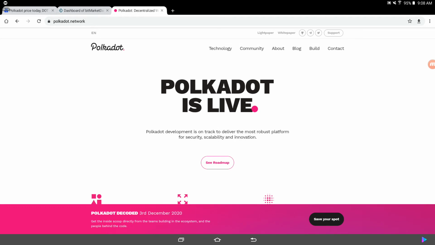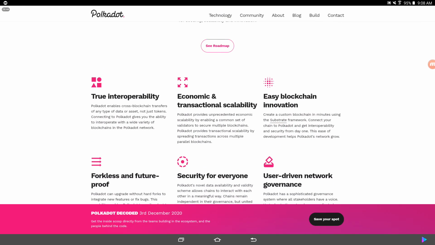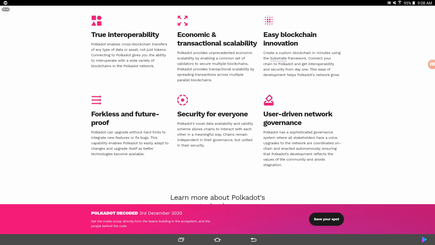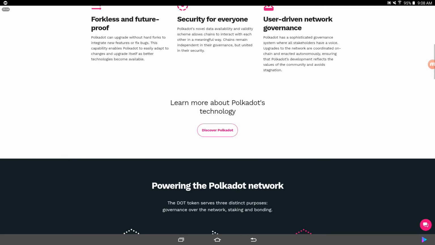It's all about collaboration, a lot of projects. If you have a good team and you're solving problems, I think that's going to make you stand out, and that's also going to help you as a project grow and be accepted by other people or enterprises. Like I said, Polkadot, Zelica, great team and everything. You can see their website, polkadot.network. If you want to read more, do your own research. They have their own roadmap, see the roadmap here. And these are all the reasons why they are different and unique: interoperability, economic and transactional scalability, easy blockchain innovation, forkless and future-proof, security for everyone, user-driven network governance.